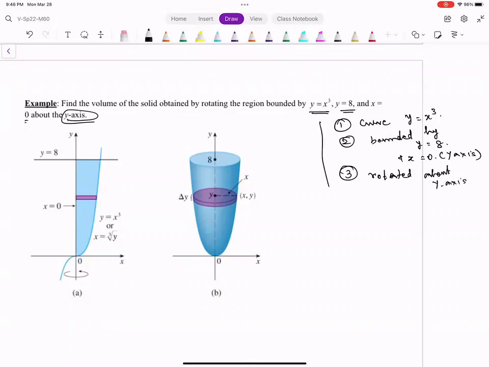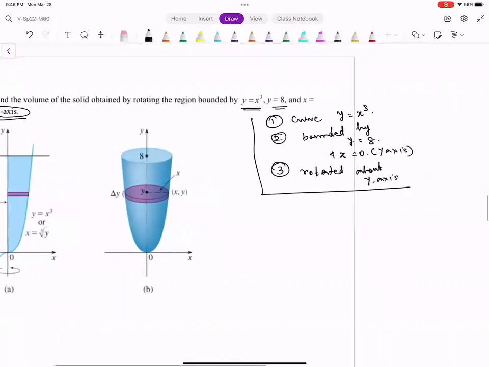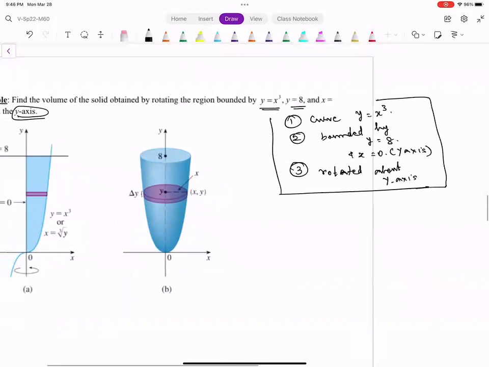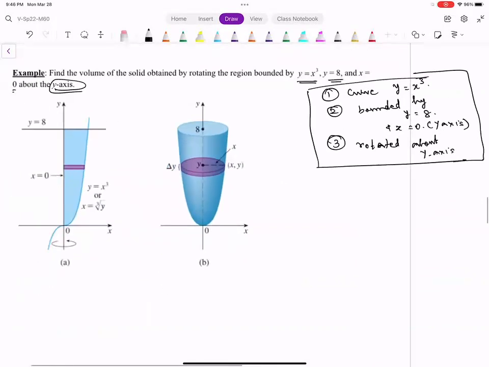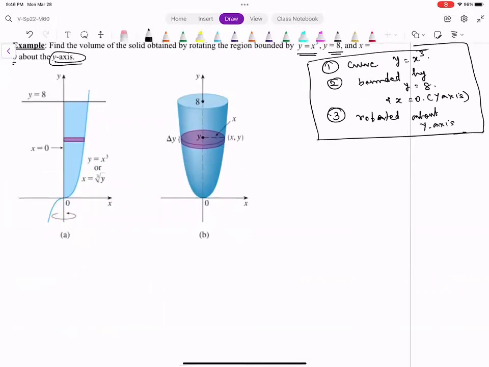Rotated about the y-axis. So these three things are important in this problem. Now, the graph of y equal to x cube is shown here. Even though the graph goes all the way below, because of the other information given here, it is bounded by the line y equal to 8 and the y-axis.